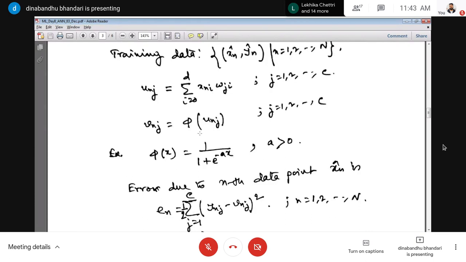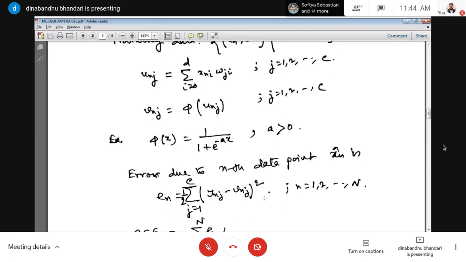Now, at the jth node, what is our expected value? That is ynj, either 0 or 1, we know that. And then vnj is our obtained output. Now, what is the error? It would be ynj minus vnj, squared. We have calculated the square error. And then how many j do you have? You have c nodes in the output layer, j equal to 1 to c.